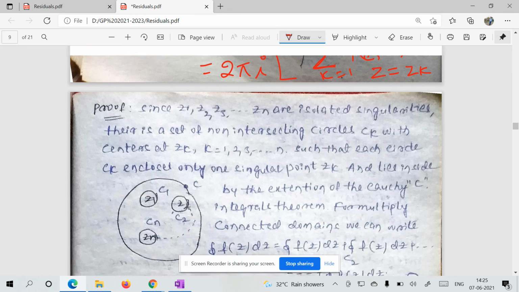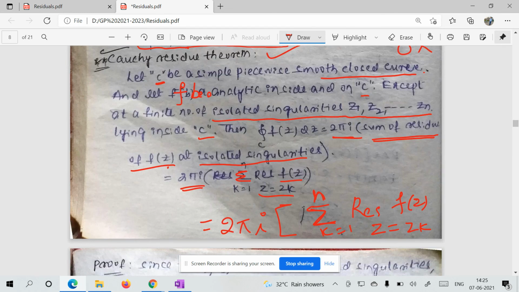See here, once observe the definition. f of z is an analytic function inside and on C.